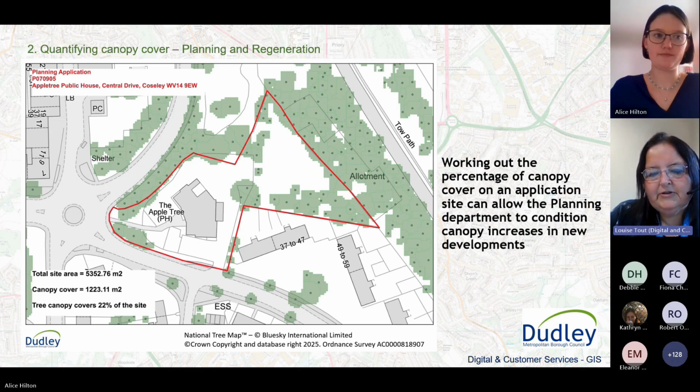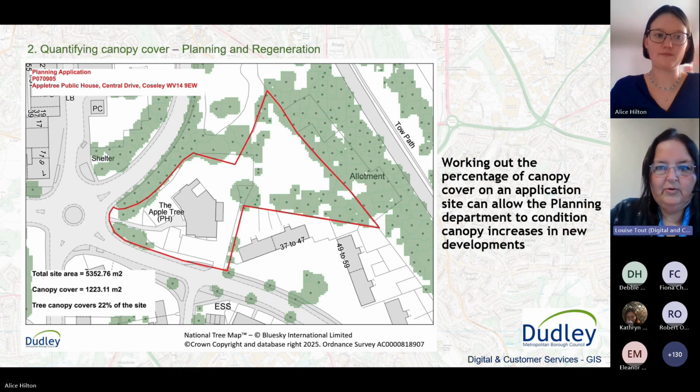Using the planning application boundaries and taking area measurements in the GIS, we can give accurate estimates of current canopy cover to allow the planning officers to condition this in their written approvals. In this fictitious example, the current canopy cover is about 22%. So part of the planning officer's recommendations could be that this needs to be increased up to, say, 30%.